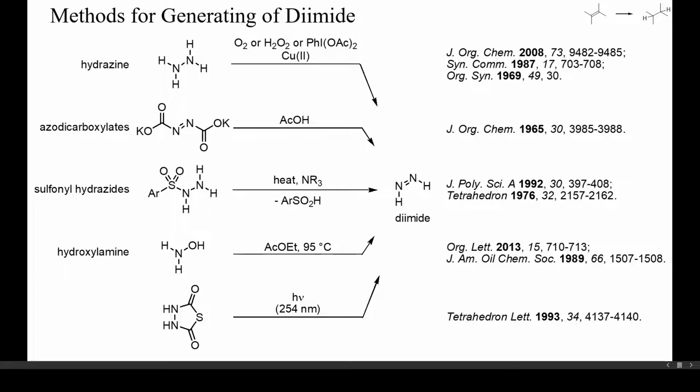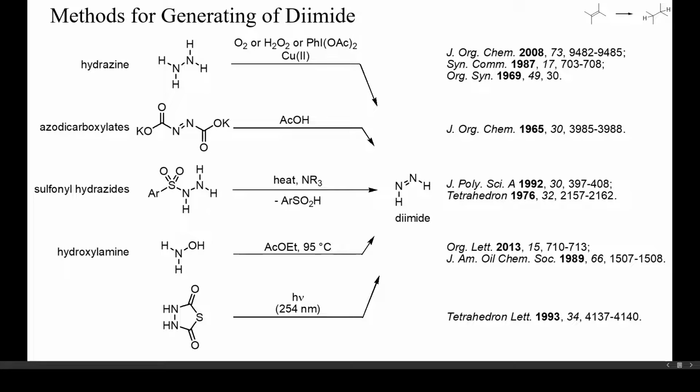The most common way to generate diimide is by careful oxidation of hydrazine with oxygen or hydrogen peroxide. Stirring a solution of the olefin, hydrazine, and catalytic copper-2 salts under a slow stream of air is a practical way to perform this reduction. It should be kept in mind that hydrazine may ignite spontaneously when mixed with concentrated hydrogen peroxide.